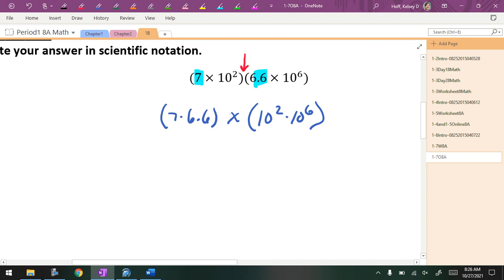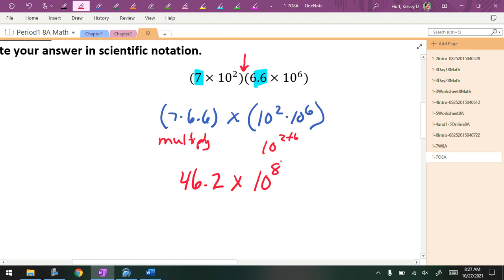7 times 6.6 and 10 to the second times 10 to the 6th. Okay? You actually multiply these first two numbers. So we actually are going to take 7 times 6.6. 46.2. And what do you do with your exponents over here? We add them. 2 plus 6 is 8.